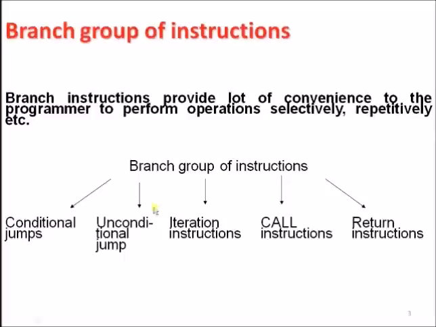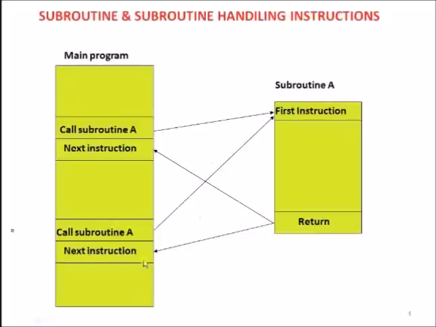Branch instructions are mainly used for transferring the control from one place to another, or from one location to another location. Now let us see how to use these branch instructions. Before that, let us see what a subroutine is. A subroutine is a program which performs a task. Now how do we call a subroutine?